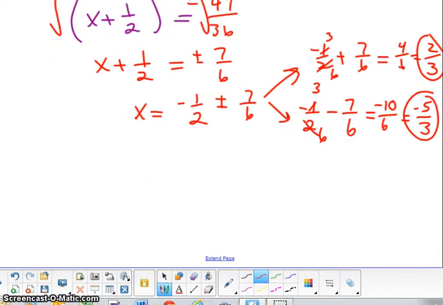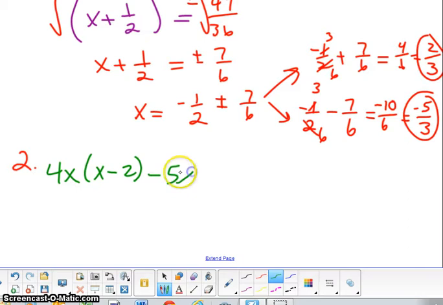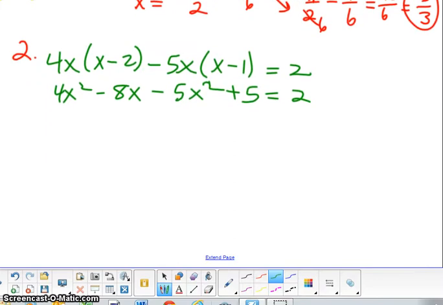Okay, so let's go ahead and go on to number 2. And this one you're supposed to solve. You have 4x times x minus 2 minus 5x and then x minus 1. So go ahead and distribute, and you get this. So make sure you're distributing that negative on the second one, and then combining like terms, you get negative x squared minus 8x. Oop, that should be a 5x right there.